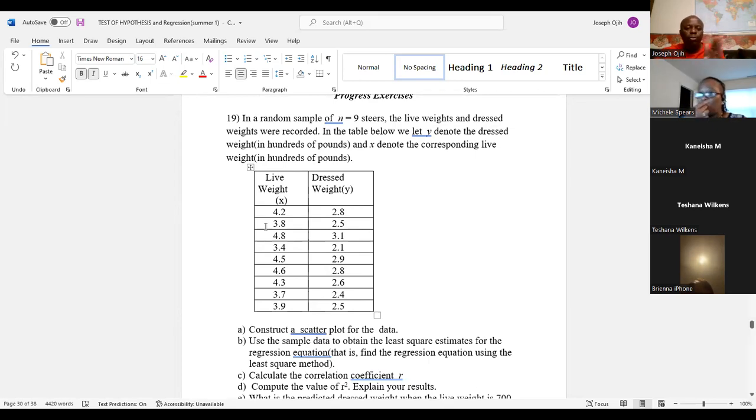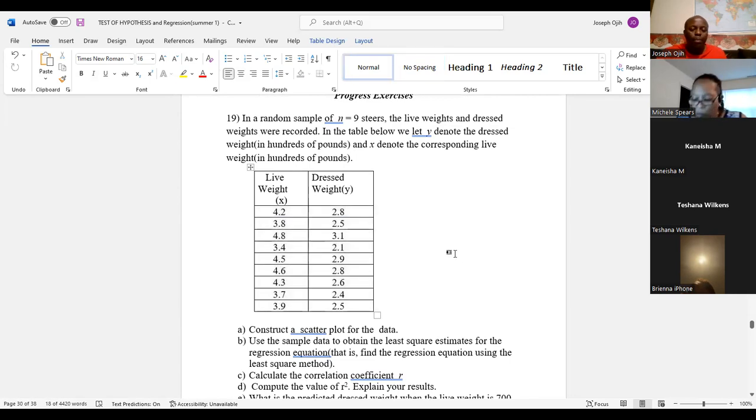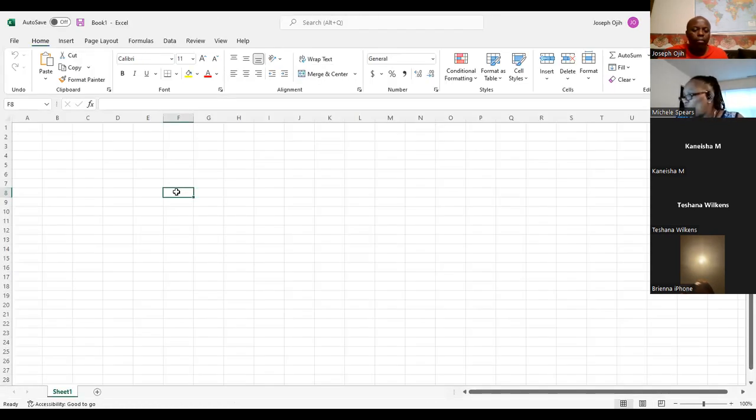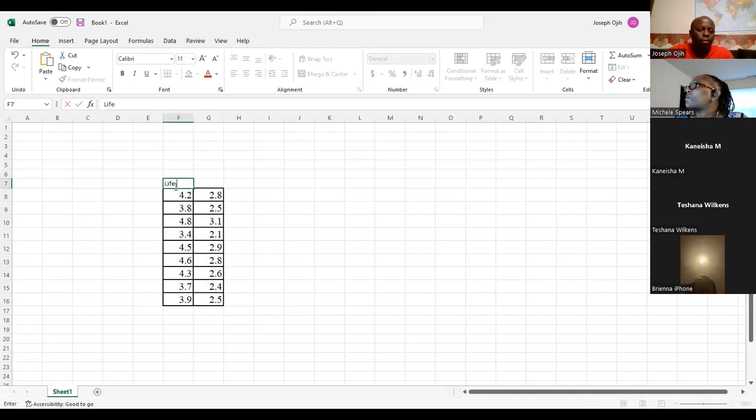So first thing is to put this data in Excel. So I'm gonna copy it, or if you like, you can type it in. Copy it, make it faster for you. Excel's right here, and then paste it here. So this is the live weight, and this is the dress weight. Type live weight, and the other one is the dress weight.